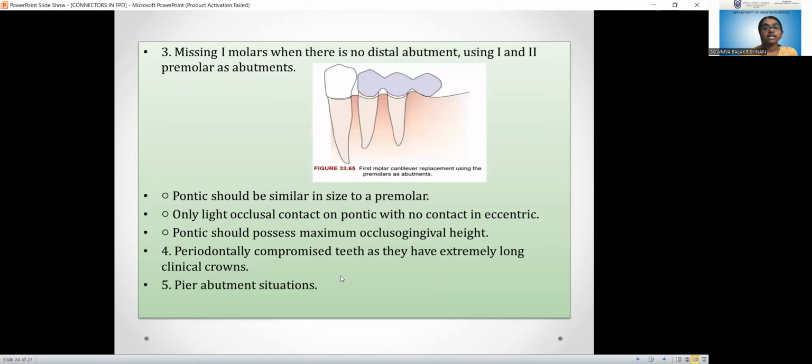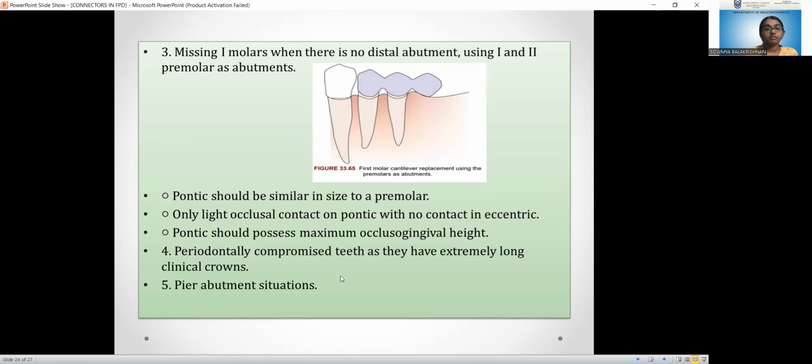The next situation is a missing first molar when there is no distal abutment. You can use the first as well as the second premolar as abutments, and you are going to replace the first molar as a cantilever pontic. That means it is a cantilever FPD, where the first molar is the cantilever replacement using the premolars as abutments.